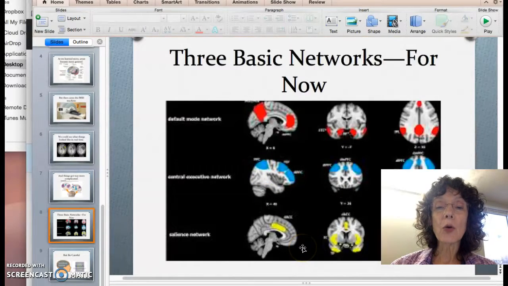The salience network helps us decide which of all of the millions of stimuli that are coming into our bodies at any given moment should be attended to.